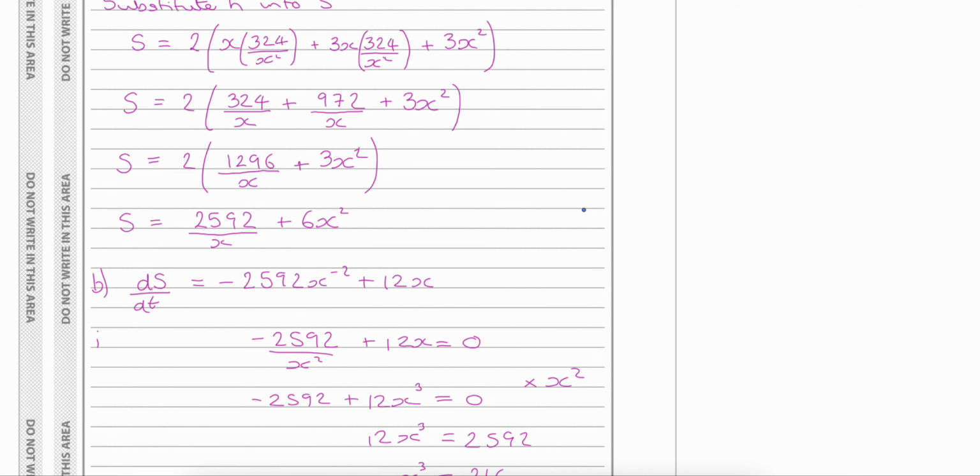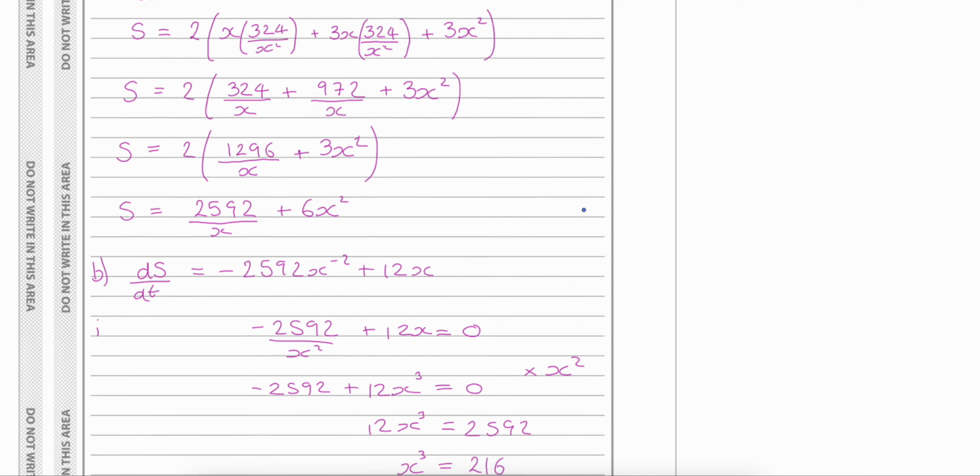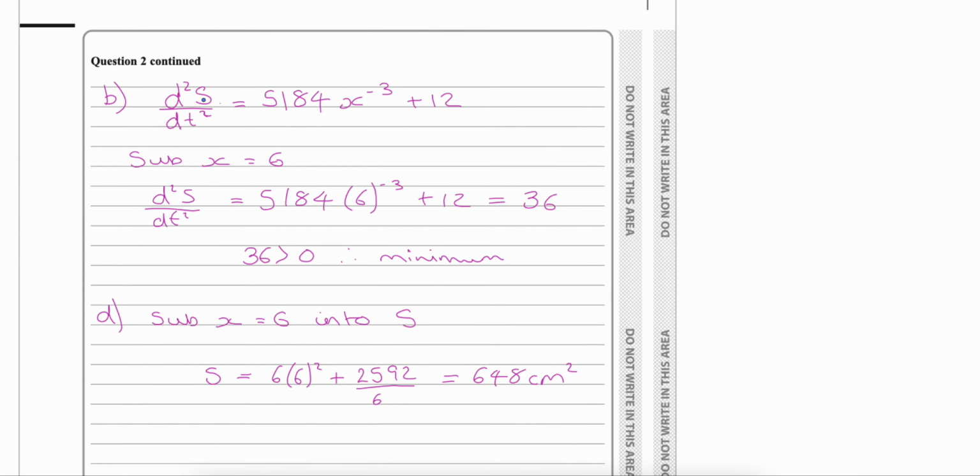But what is that stationary point? Is it a maxima or a minima? In order to do that, we need to do the second differential. So you go through the steps of differentiating again. 12x becomes 12. And we put x equals 6 in it. Now, we don't actually need to work this out. All we need to know is this at x equals 6 going to be positive or negative?